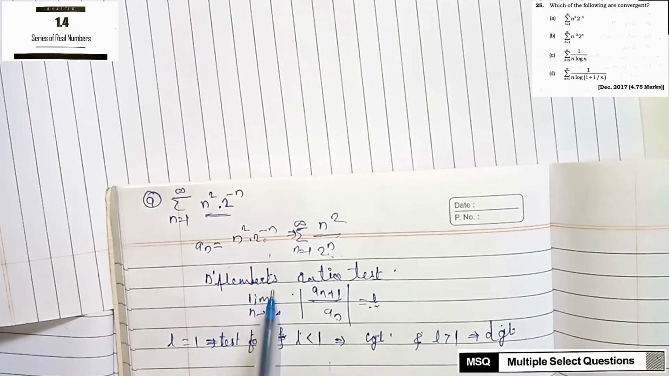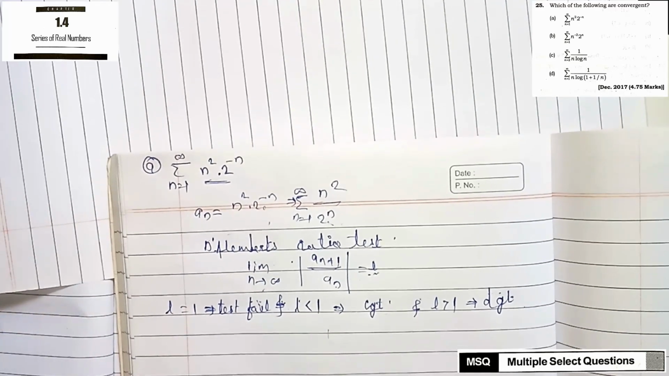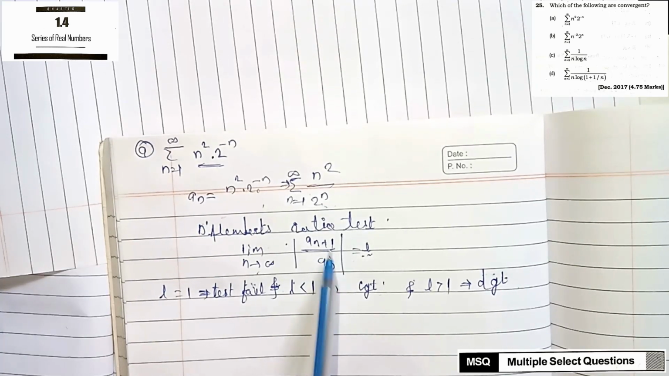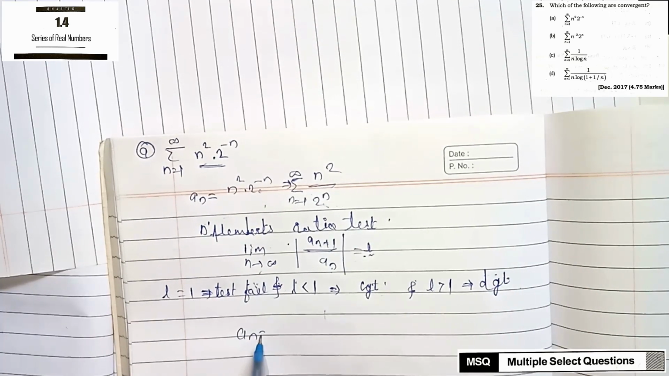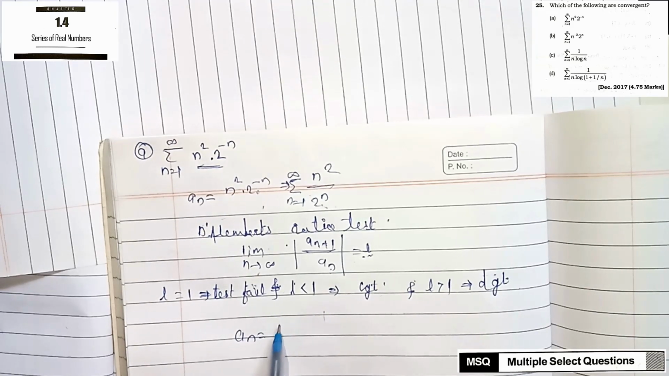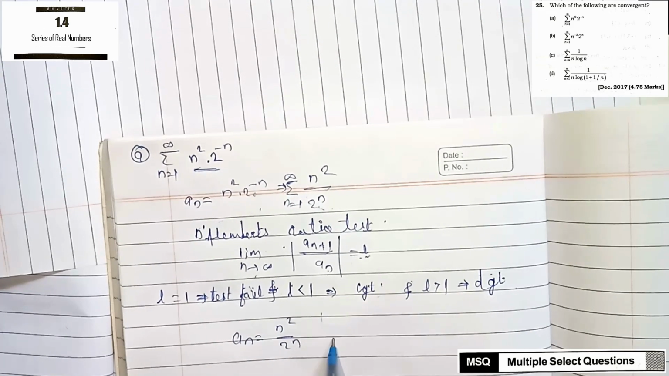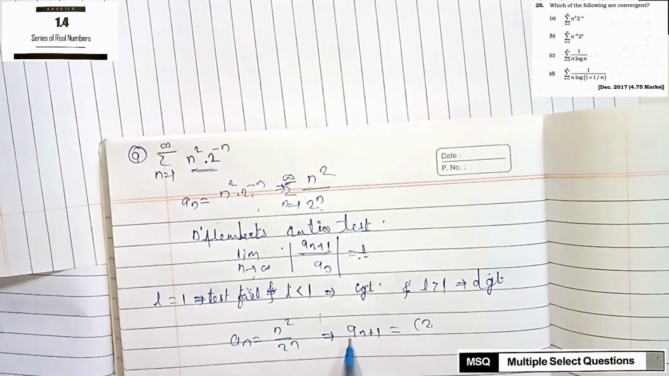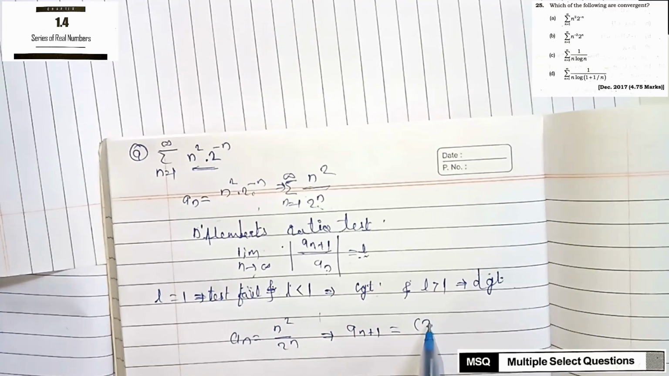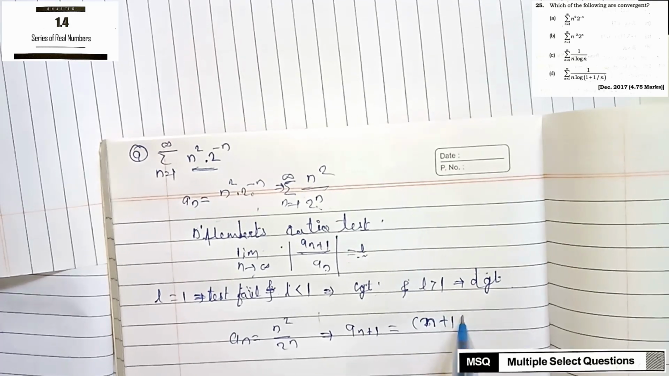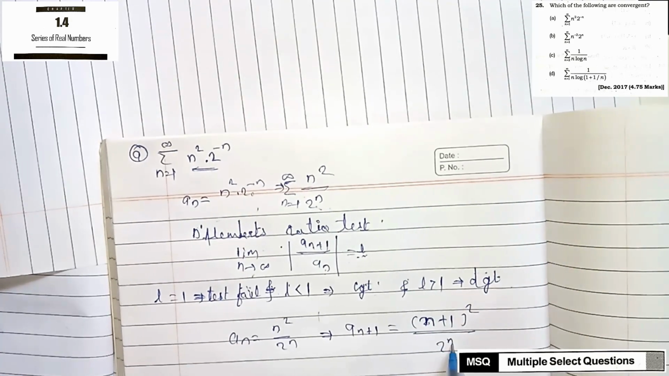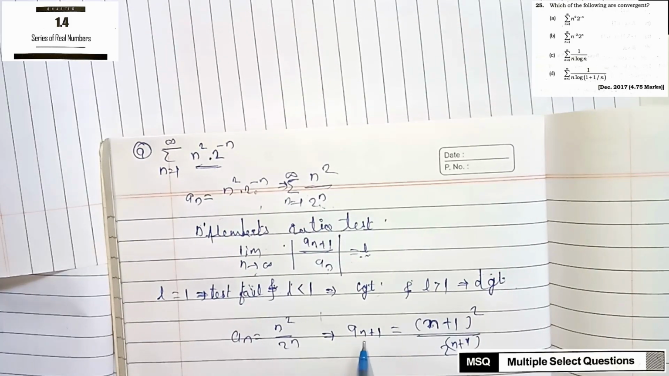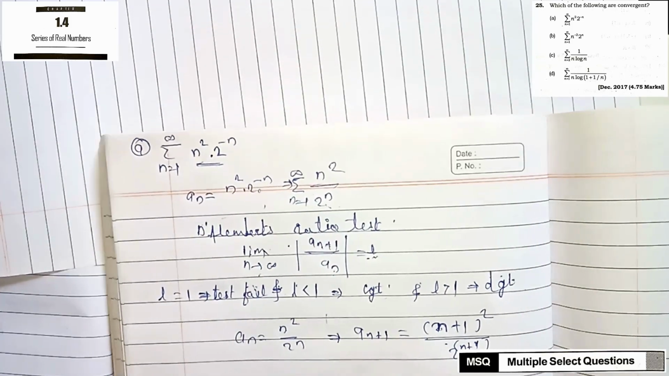Let's apply D'Alembert's ratio test to our given series. We want a_(n+1) upon a_n. If a_n is n square upon 2 raised to n, then a_(n+1) can be written as (n+1) whole square upon 2 raised to n+1. Just replace n by n+1 and you will get a_(n+1). Now substitute all these values.